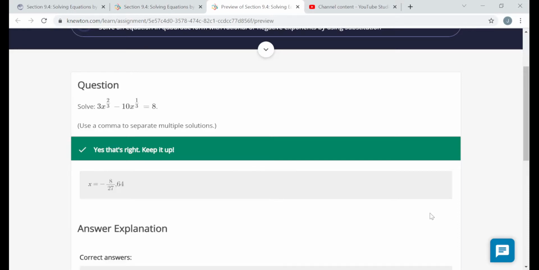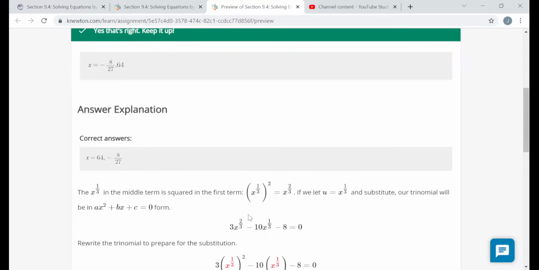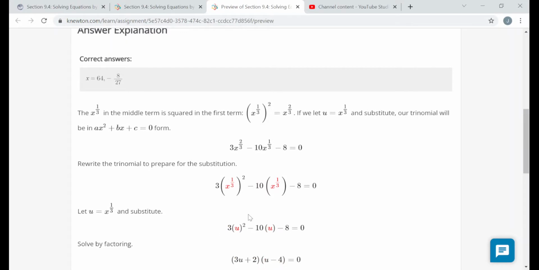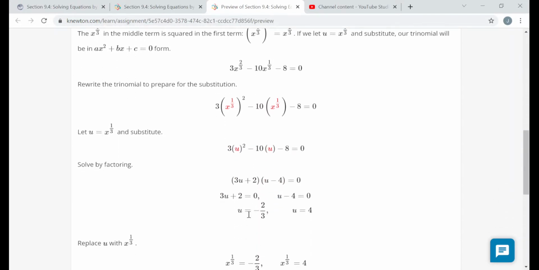And after every question, there should be an answer explanation, whether you got it right or wrong. I would highly recommend reading that either way. If you got it correct, read through it just to make sure you got it right for the right reasons, right, and that you didn't just get lucky.